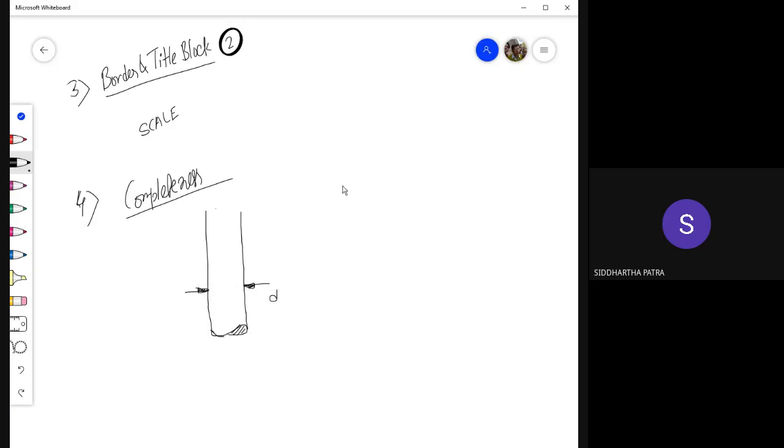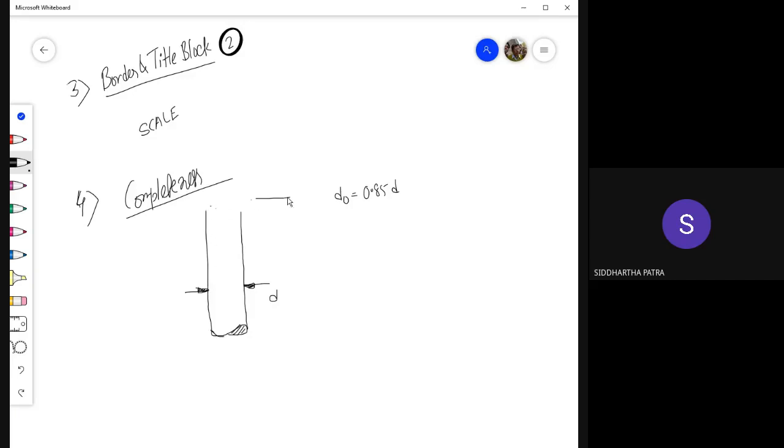Okay, so then we need to figure out how much is the core diameter, and that you can check. You can take approximately to be 0.85 of d. Okay, and then we need to draw.